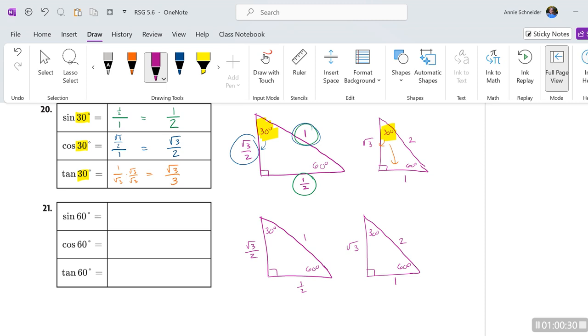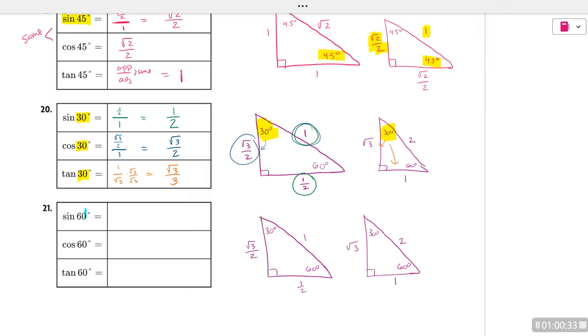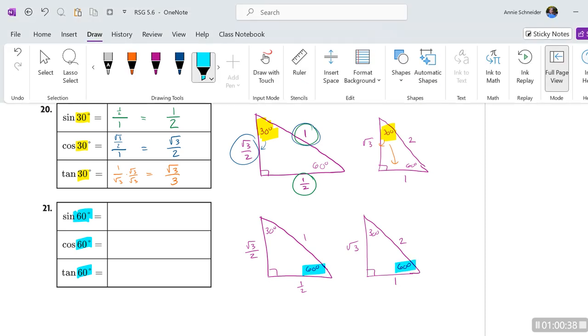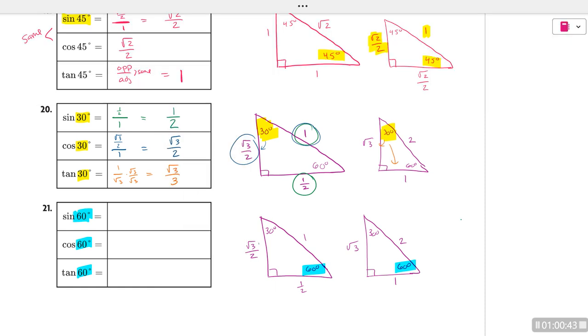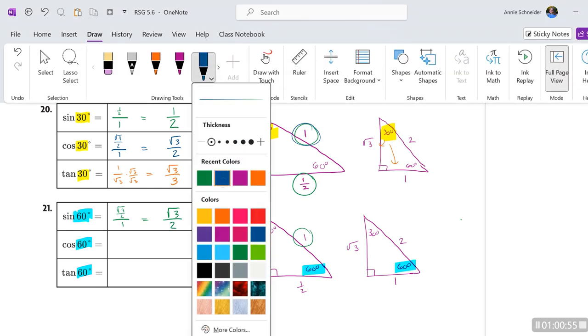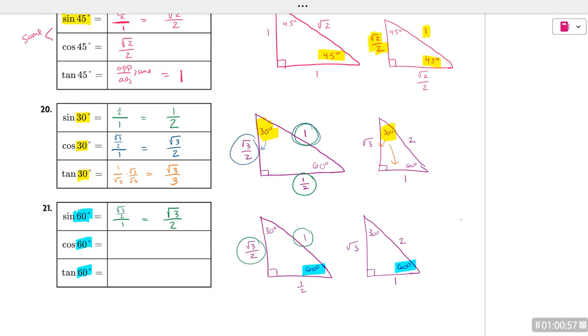So sine of 60. This time, we're looking at the 60-degree angle down here. So let's do sine of 60. Well, opposite 60 is square root 3 over 2. Hypotenuse is 1. So square root 3 over 2 divided by 1, which is just square root 3 over 2. Notice that's the same as cosine of 30. So cosine of 60, adjacent is 1/2, hypotenuse 1, so 1/2 over 1, which is just 1/2.